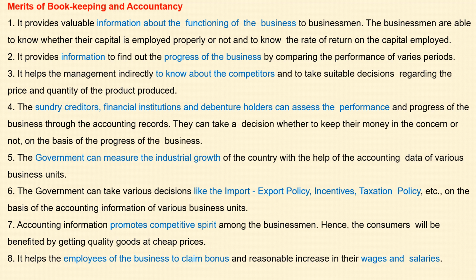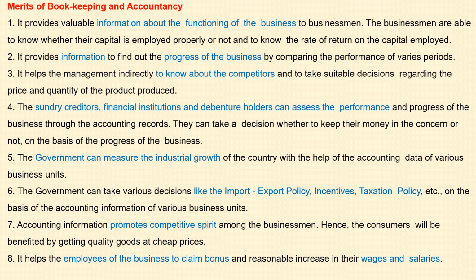Second one, it provides information to find out the progress of the business by comparing the performance of various periods. It helps the management indirectly to know about the competitors and to take suitable decisions regarding the price and quantity of the product produced. This is possible through the final accounts only. Final accounts: trading profit and loss account and balance sheet.